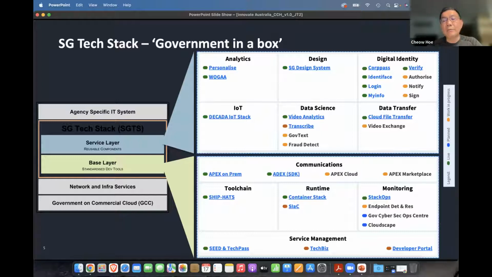When I say build, I don't really mean build everything ourselves. It's really about leveraging the industry, buying the right components, stitching it together, putting in compliance and security so that it can be used by the government in the most effective way possible.